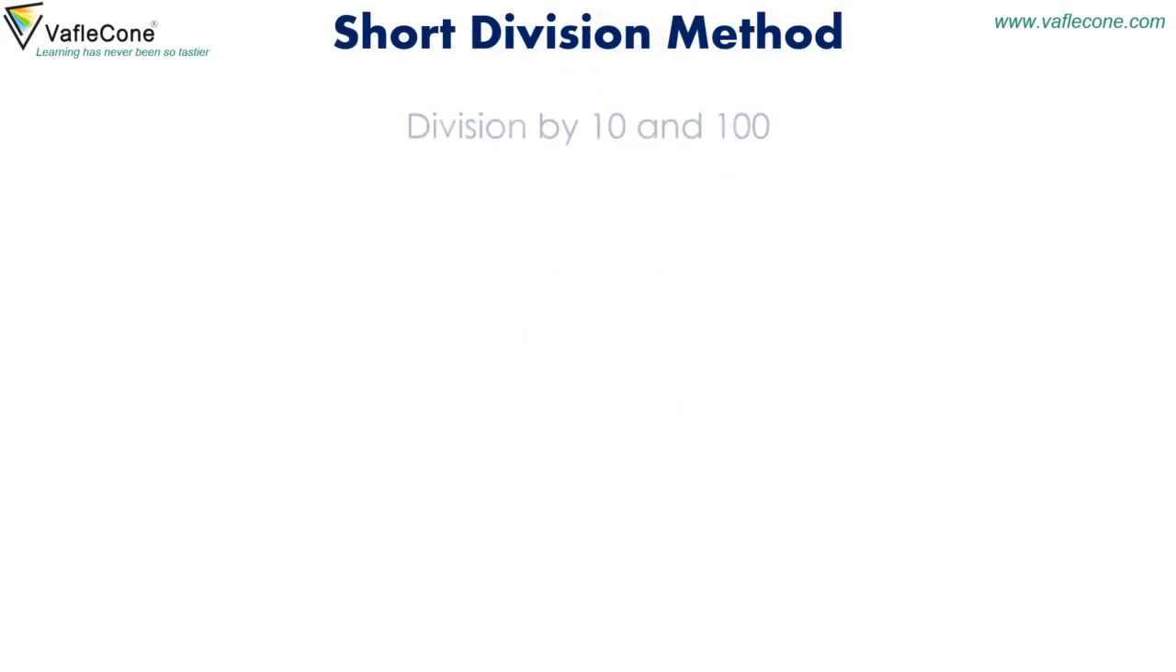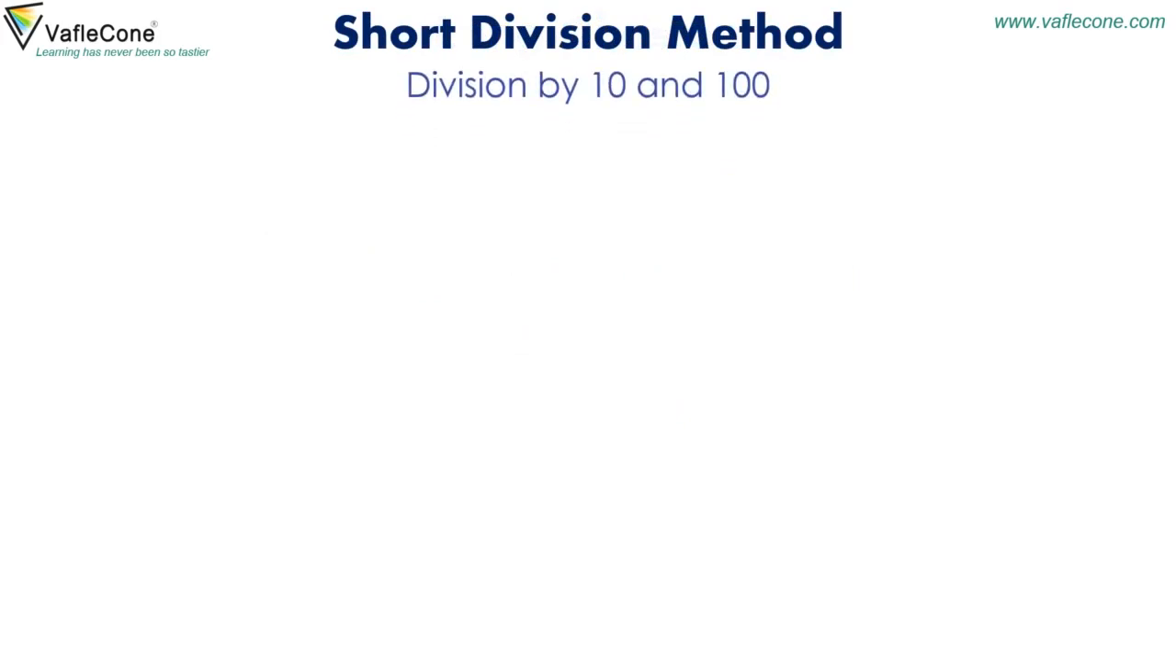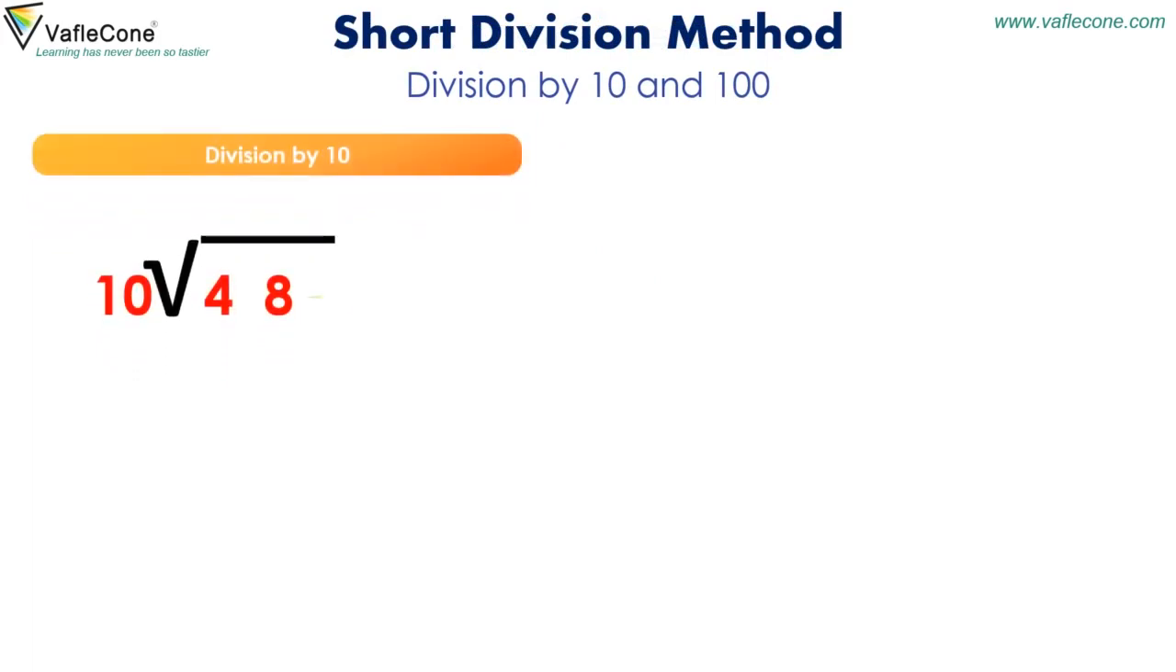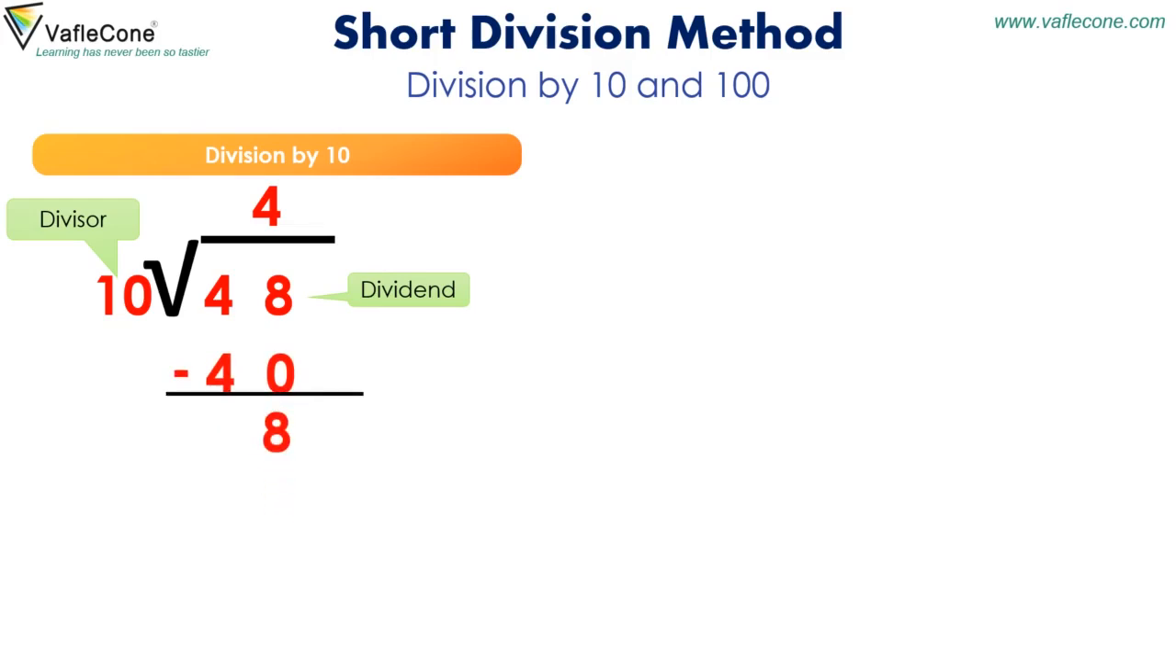Short division method. Division by 10 and 100. Division by 10. Here, 48 is a dividend and 10 is the divisor. To start dividing, we take 10 into 4 is equal to 40 and subtract from 48. So, we are left with 8. So, when a number is divided by 10, then the number at ones place is remainder and the number formed by remaining digits becomes the quotient.